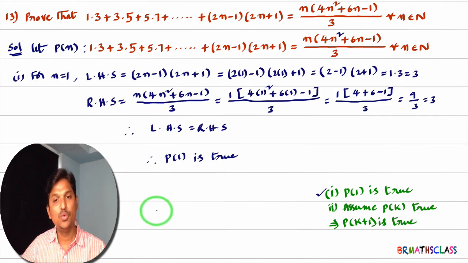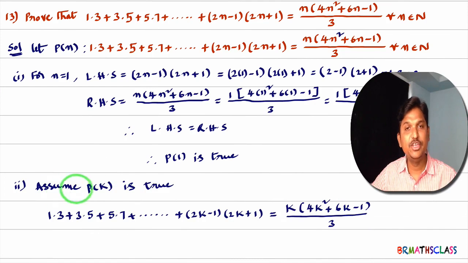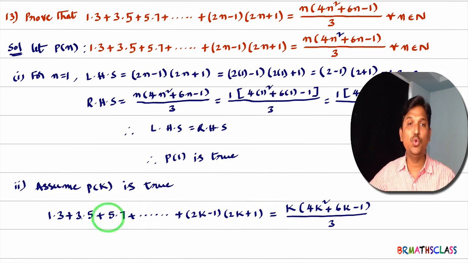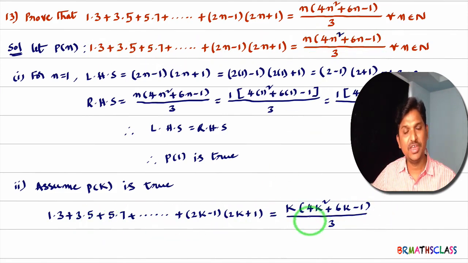Now second part. What is second part? You assume P of k is true. By assuming P of k is true, you need to prove P of k plus 1 is true. You observe here, I assumed P of k is true and I written what is P of k. How you will get this P of k? In this P of n, in this statement, wherever n is there if you write k, then you will get P of k. In almost all the problems, after this step, we will add a term on both sides.